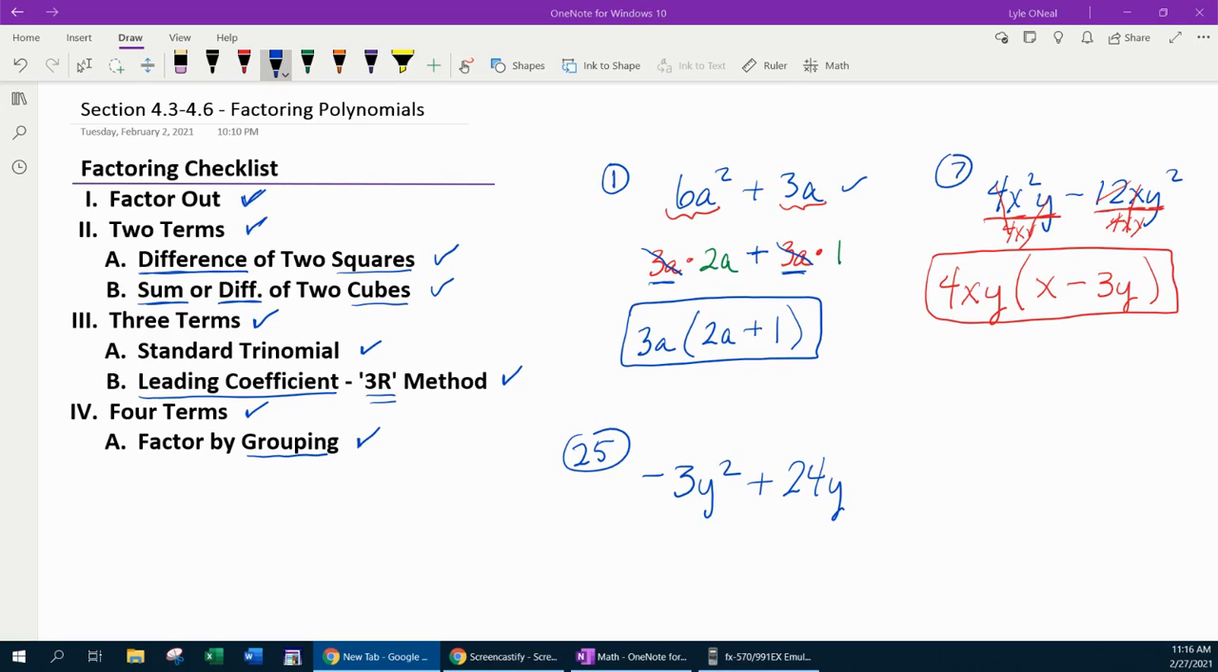Next, on number 25, I wanted to demonstrate that sometimes you've got to be careful when you factor out.